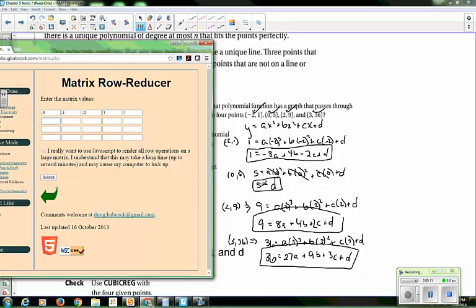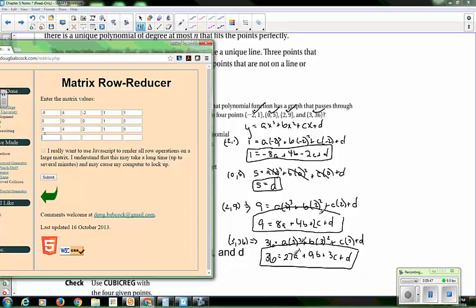My second one gives me 0 for A, 0 for B, 0 for C, 1 for D, and it equals 5. My third one, I have 8 for A. So my A's are going in the first column, the coefficients of mine. 4 for B, 2 for C, 1 for D, and that equals 9.